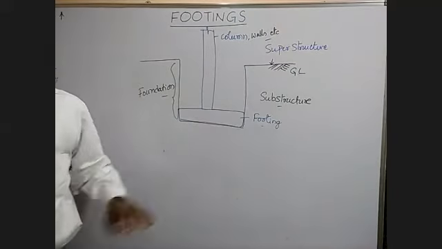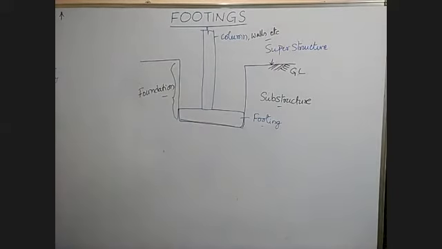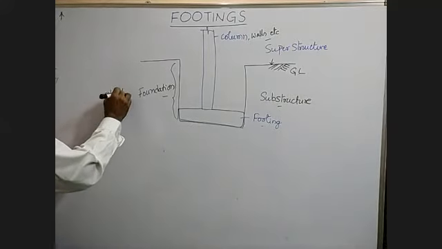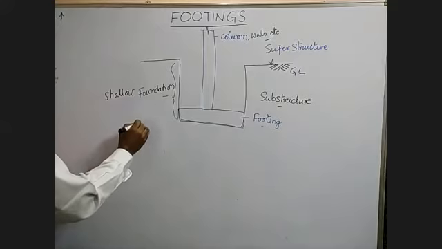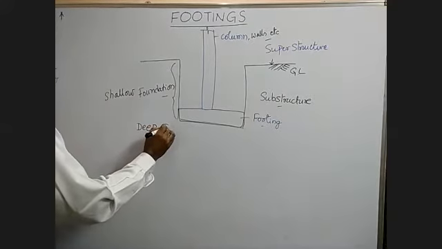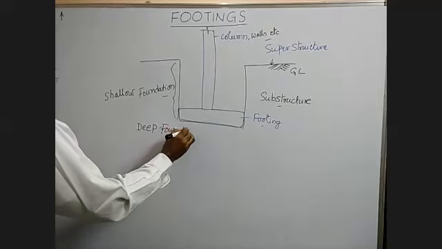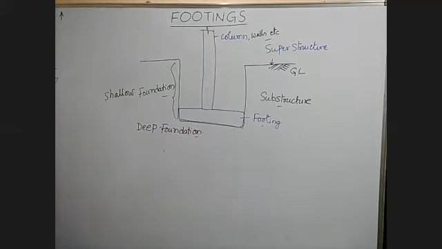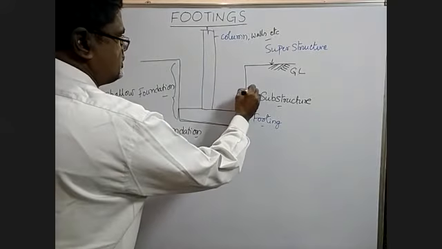And then you have shallow foundations. This total structure we call it as foundation. You have shallow foundations and deep foundations. There are two types of foundation. It depends on the depth of footing.